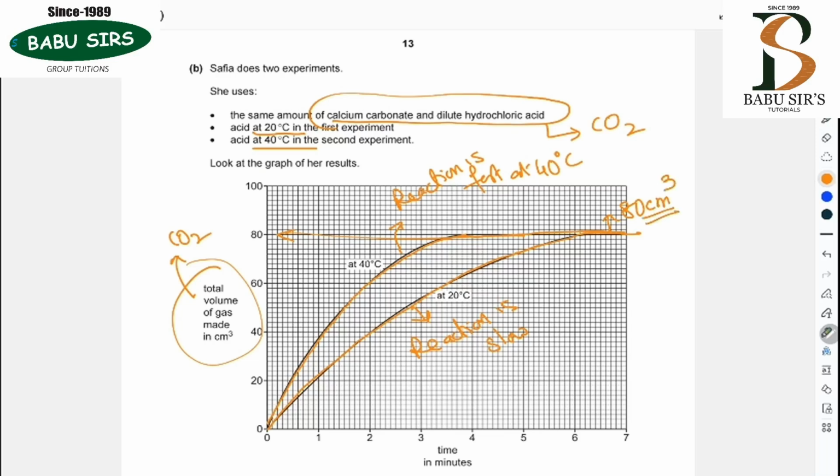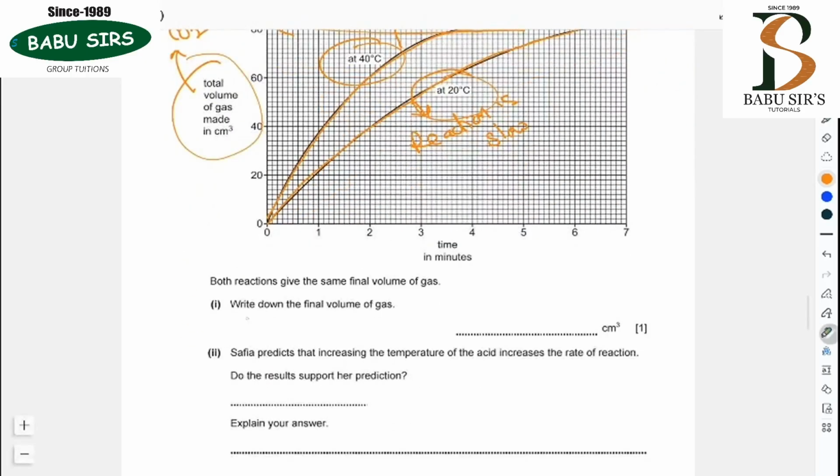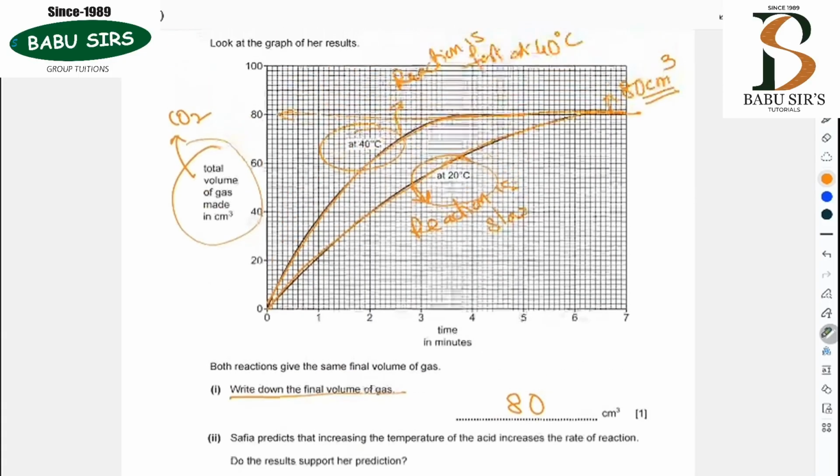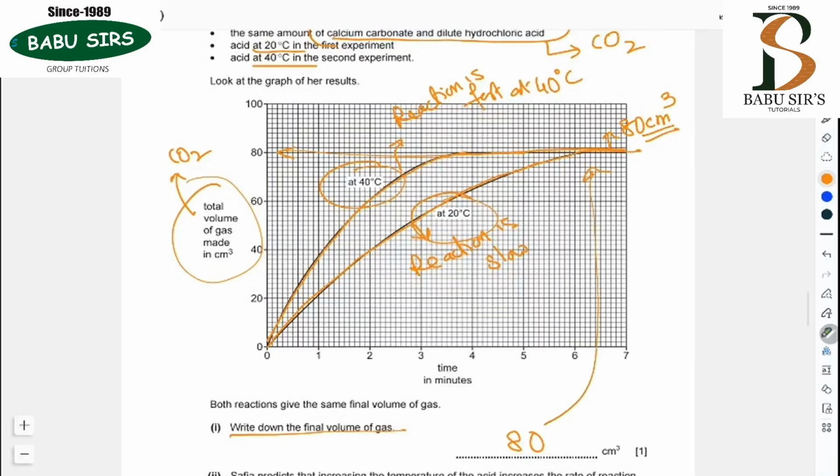Only thing is, if you are using a high temperature, it will be produced fast. If you are using a low temperature, it will be produced slow. So let's see the questions. Write down the final volume of the gas. So final volume of the gas is 80. Either it is fast or slow, still it is 80 only.